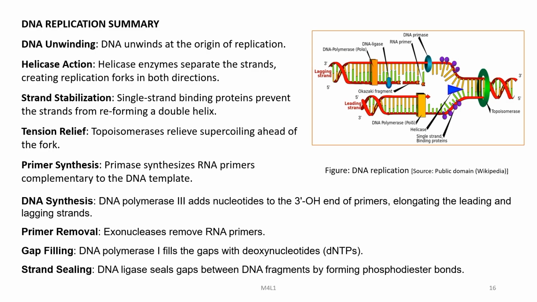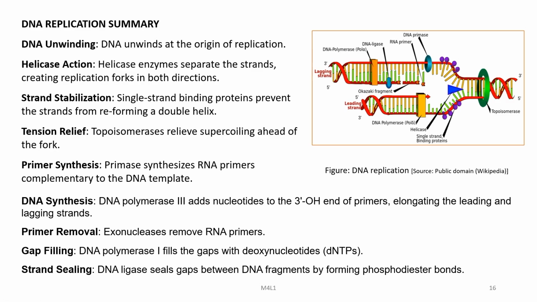So, if we want to look at DNA replication very briefly, there is DNA unwinding at the origin of replication, then helicase action separates the strands, creating replication forks in both directions. Then the strands are stabilized by single strand binding proteins to prevent them from reforming a double helix. Then the tension is released by topoisomerases ahead of the fork. Then there is primer synthesis by primase, and these are RNA primers.